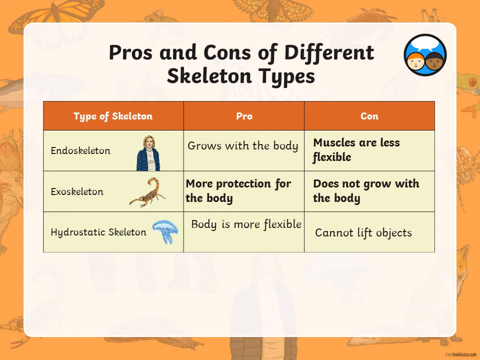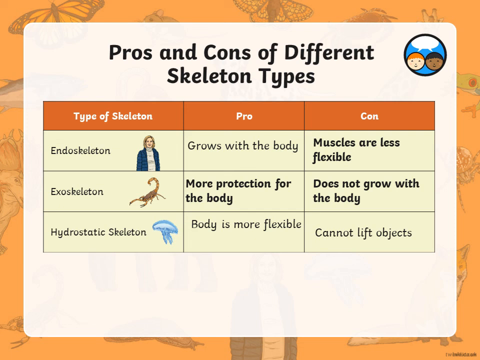How did you do? So an endoskeleton is great because it grows with the body. But the muscles are less flexible because your muscles can only move in the same place as your bones. The exoskeleton provides more protection for the body, but it does not grow with the body. So it has to be shed if the body needs to grow.